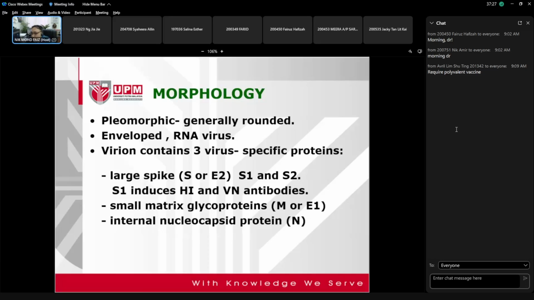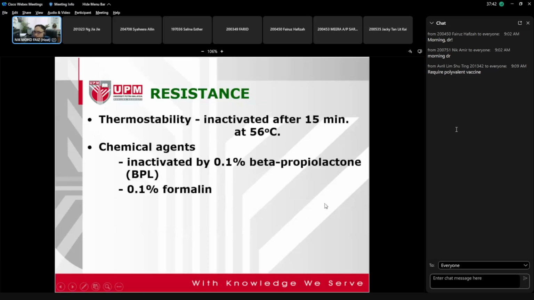The virion contains 3 virus-specific proteins: large spike glycoprotein S or E2, with S1 and S2. S1 induces HI and neutralizing antibodies, viral neutralization antibodies, and the small matrix glycoprotein, M or E1 we call it, and the internal nucleocapsid protein. Okay. For thermostability, the virus is inactivated after 15 minutes at 56 degrees Celsius, and for chemical reagents, it is inactivated by 0.1% beta-propiolactone or 0.1% formalin.